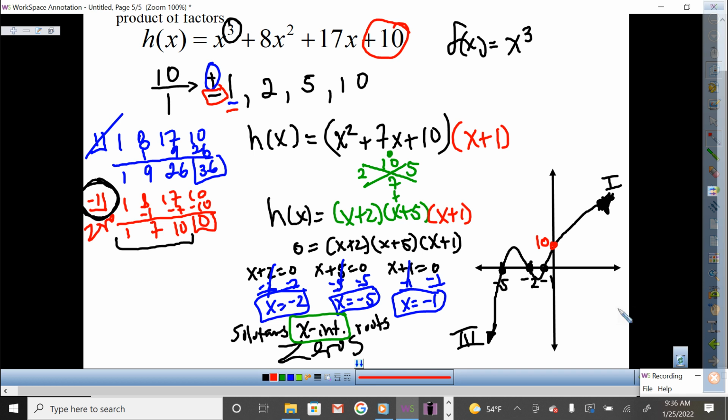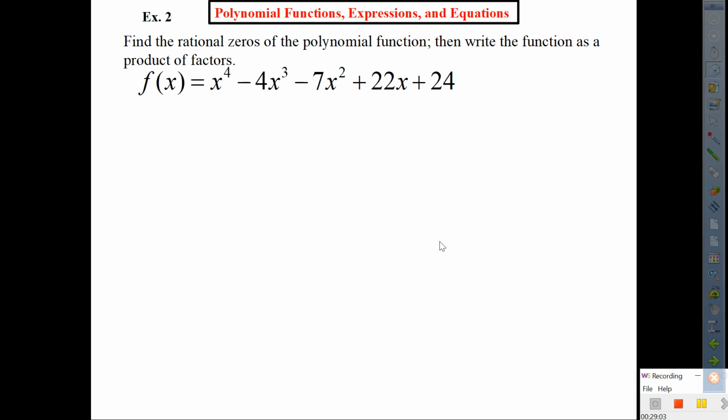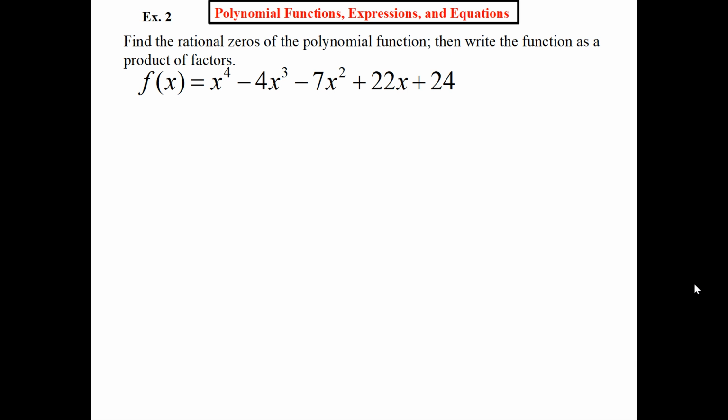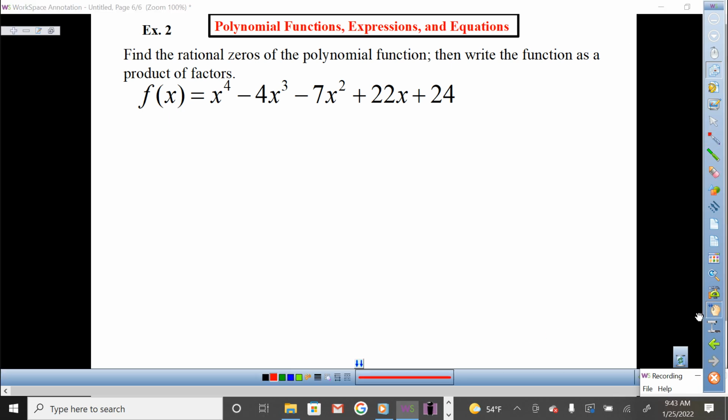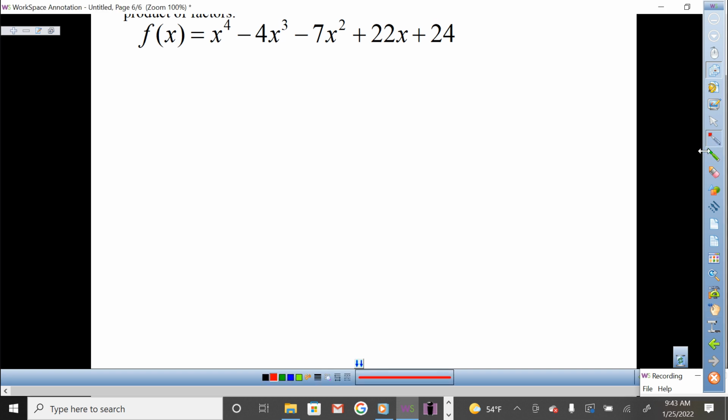So let's crank it up a little bit, yeah? Oh yeah, here we go. Copy this one, too easy. This one, example number 2. We got f of x equals x to the 4th minus 4x cubed minus 7x squared plus 22x plus 24. And make some room because we're going to need some room for this one, yeah?